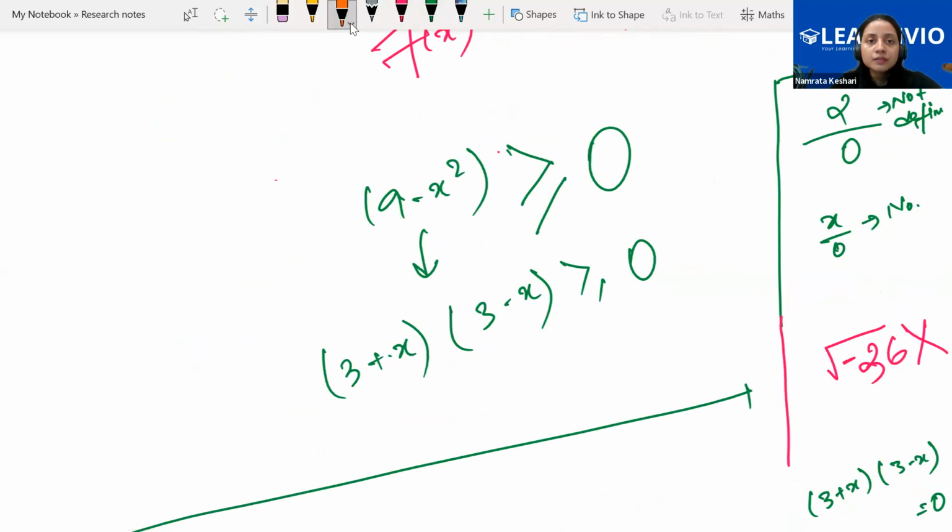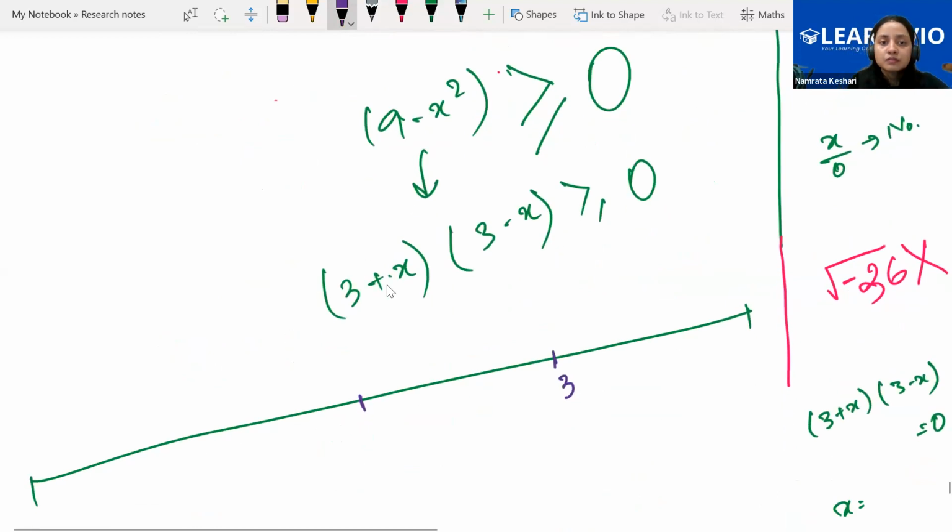The x value is 3. Alina, the x value will be 3 and what else? -3. Yes, -3. The x value will be 3 and also minus 3. Let me write it here.